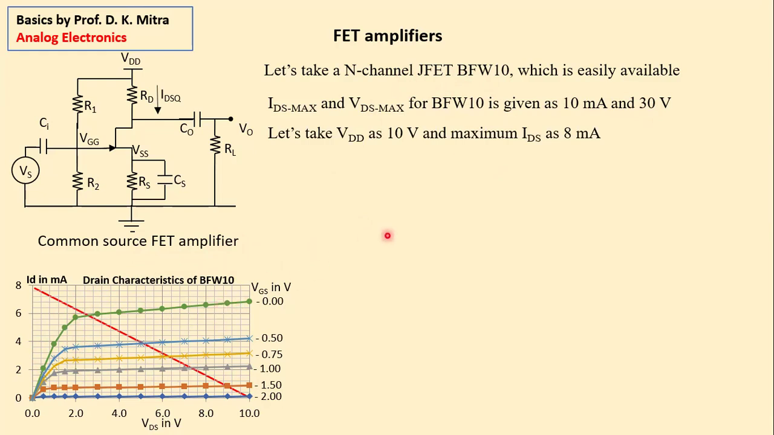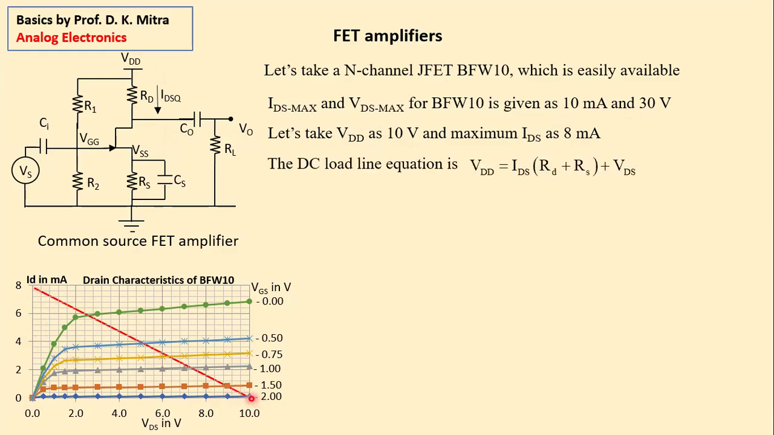Then the maximum values of this current and voltage are given. You decide yourself, for the safety of yourself and for the FET, a lower value. Maximum current is given as 10 milliampere. I have decided I will not go above 8 milliampere. Maximum voltage here is 30 volt. I have decided to limit myself to 10 volt because 10-volt power supplies are easily available in college laboratories. So I draw this between 8 milliampere current and 10-volt VDS.